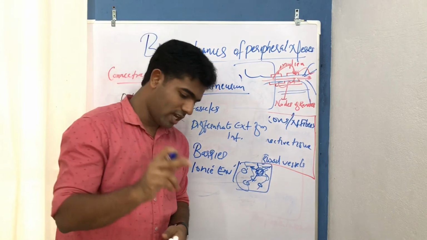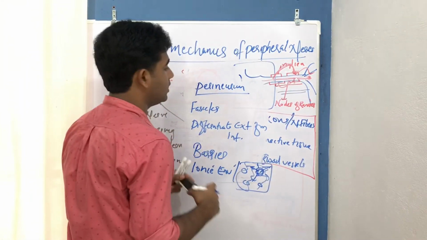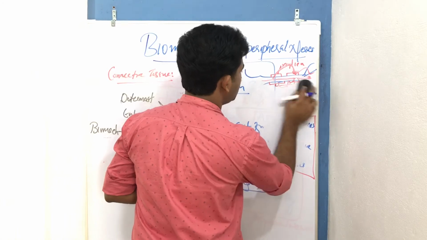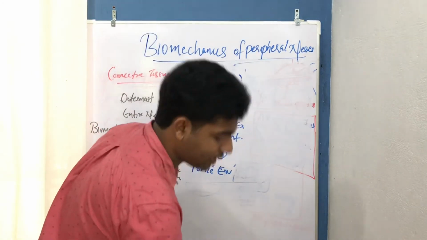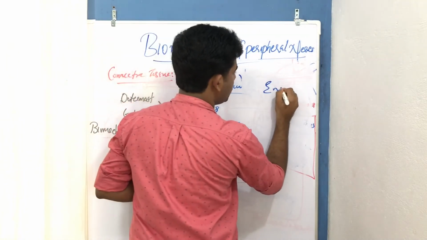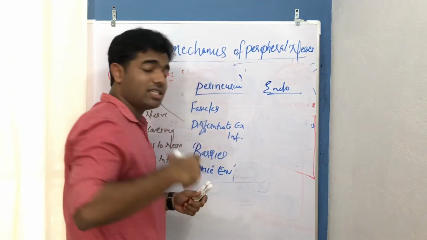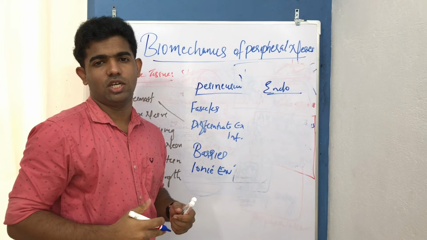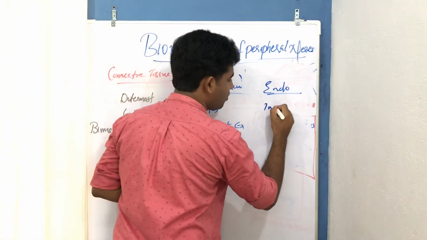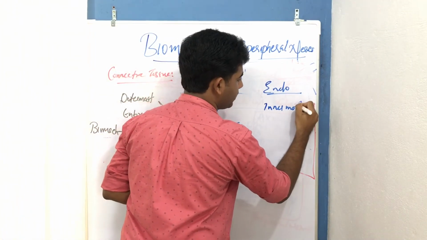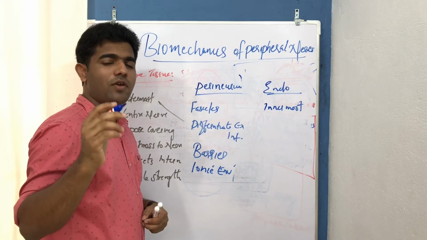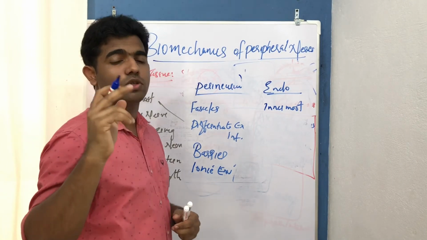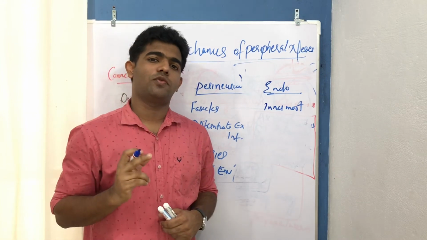Right? And now we have the last one, that is our endoneurium. Endoneurium is the innermost layer of the nerve fiber, right? Innermost layer. What is the function of this innermost layer? What can be the function of the innermost layer?